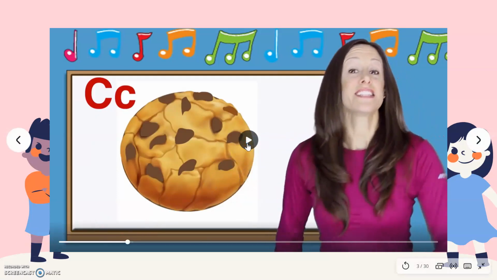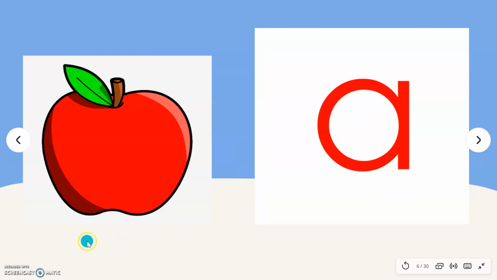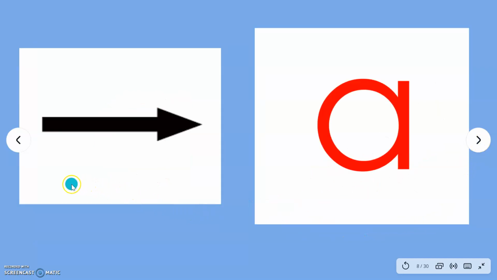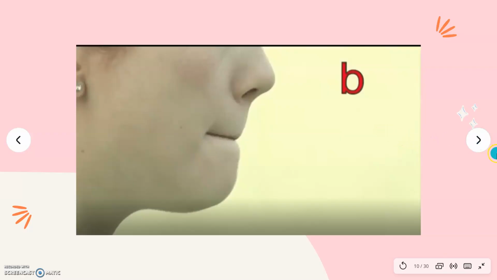Okay, before this we have learned A, B, and also C, K, right? Okay, let's sound it together. A is for apple. A is for aeroplane. A is for arrow. And A is for alligator. Very good. How about B?